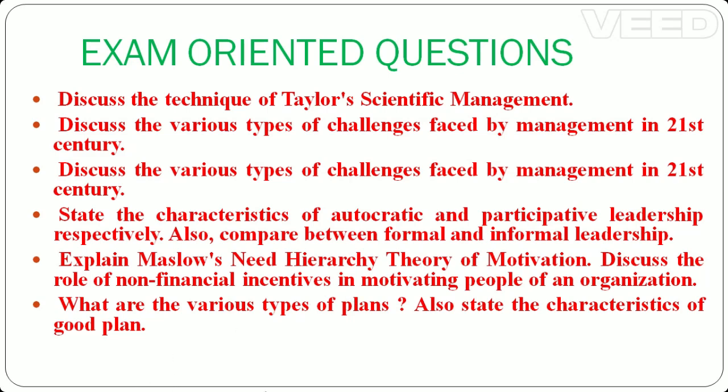Next comes: state the characteristics of autocratic and participative leadership respectively, and also compare formal and informal leadership. This is also a very important question, related to styles of leadership. I already mentioned that you should understand the various styles of leadership, which include autocratic and participative leadership also. So whenever you understand laissez-faire or free rein, you must understand autocratic and participative, which will help you answer this question. And then comes formal and informal leadership. It is also a very important question that may be tied up with this particular question.